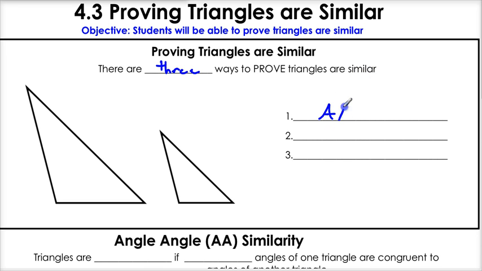The first one is called angle-angle. The second one is called side-side-side. And the third one is called side-angle-side. And you will learn about all three today. So let's get into it.